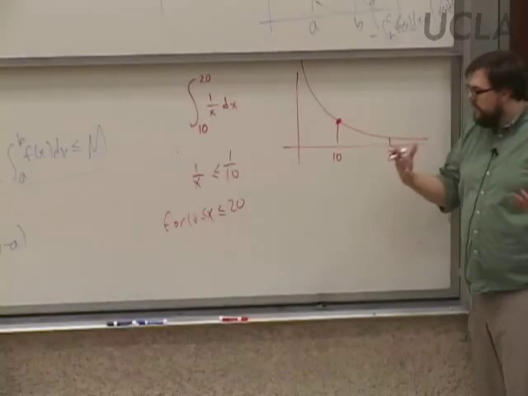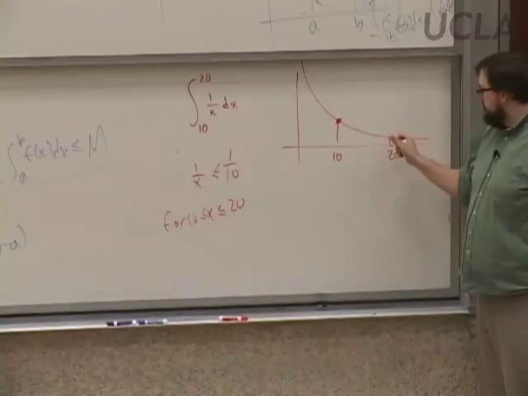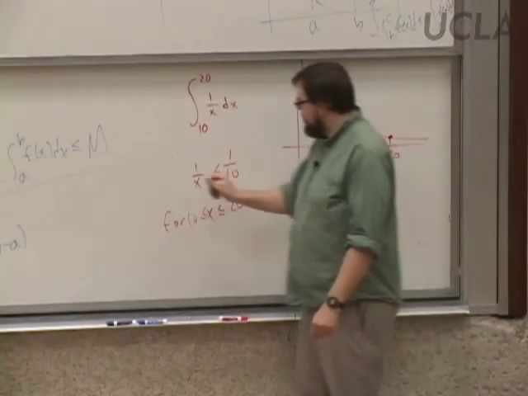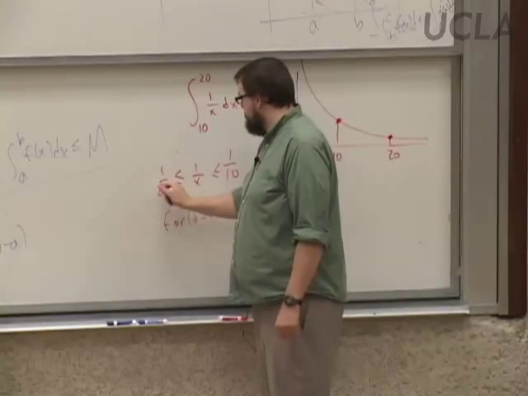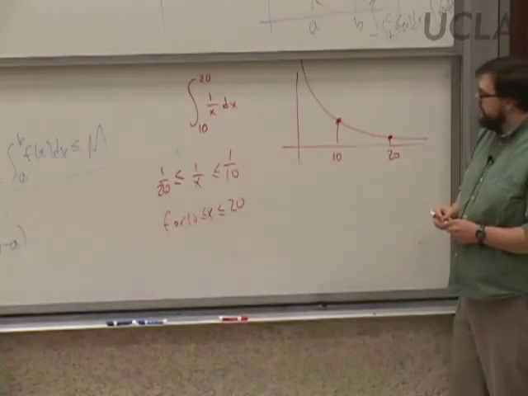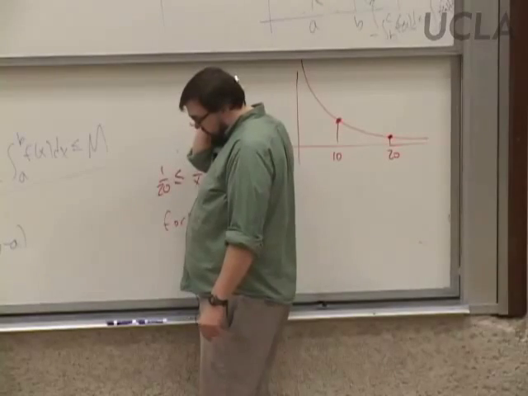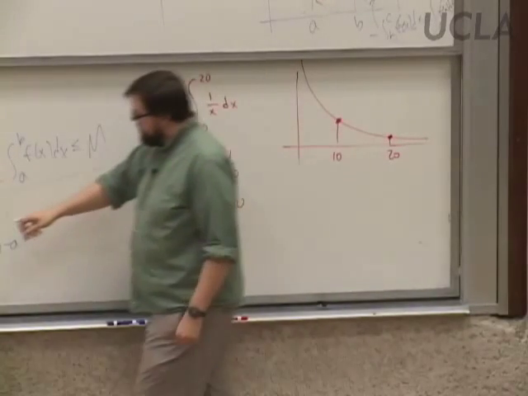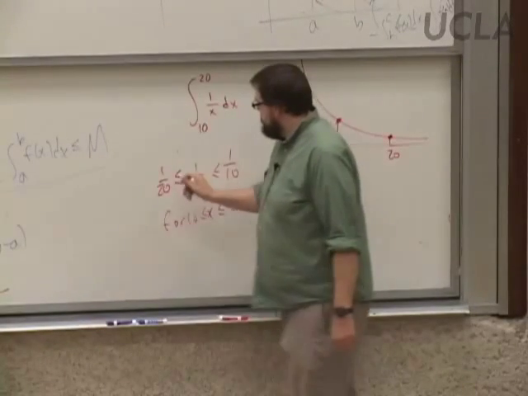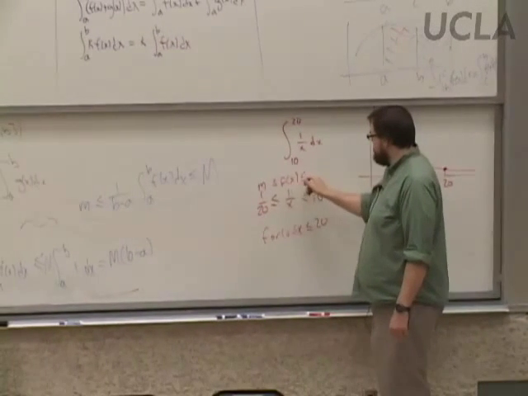What's the smallest value that it could possibly be as I look between the interval from 10 to 20? Yeah, it's over at the other end. It's 1/20th. So I know that 1/20th is less than or equal to 1 over x is less than or equal to 1 over 10. And now I can use this fact here or this one, either way. So this is my lowercase m. Here's my f of x. Here's my uppercase M.